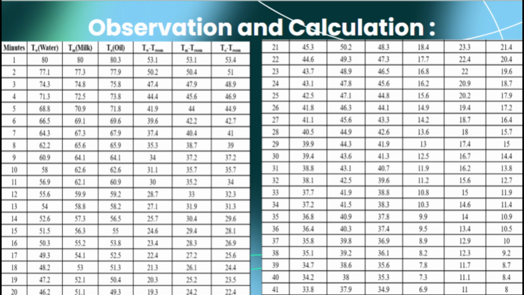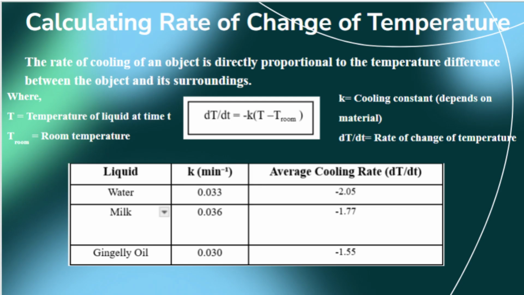Thus, from the table, we can deduce that the rate of cooling of an object is directly proportional to the temperature difference between the object and its surroundings, and the rate of change of temperature can be calculated using the formula: minus the cooling constant multiplied with the temperature of liquid at time T minus the room temperature. I have calculated the average cooling rate for water, milk and gingerly oil and entered the values in the table here.